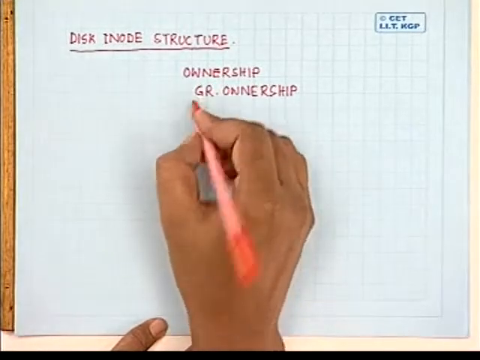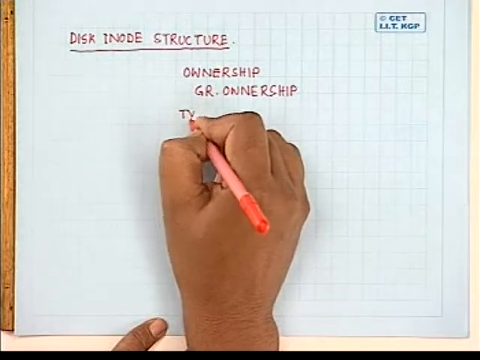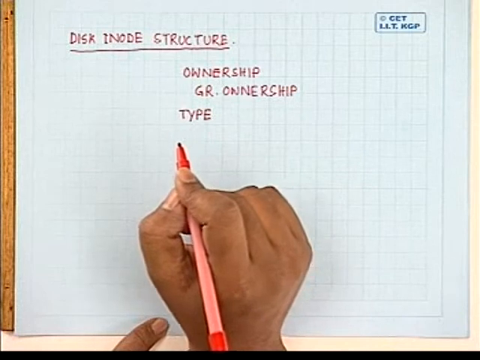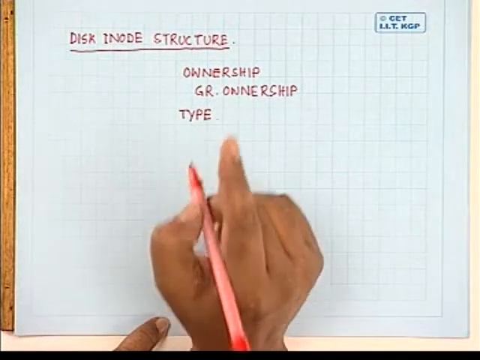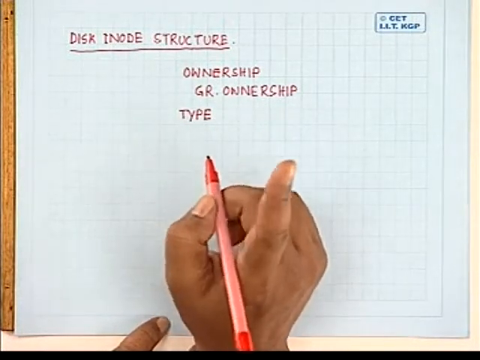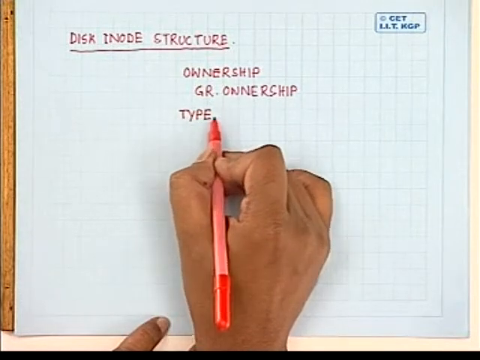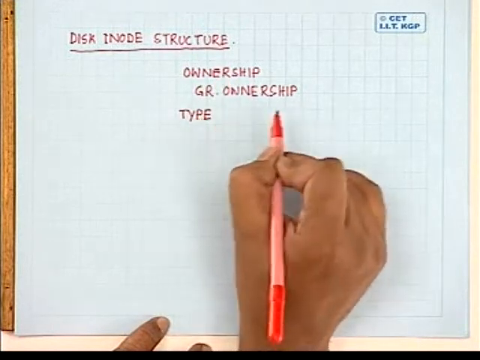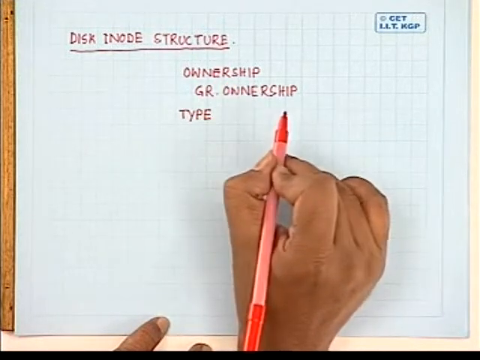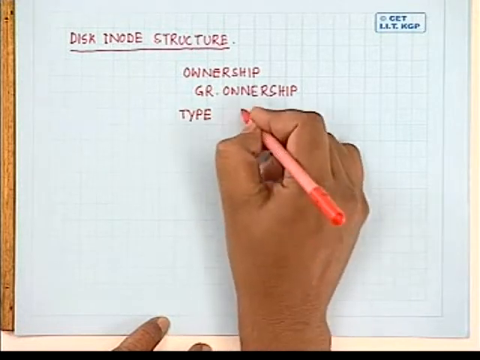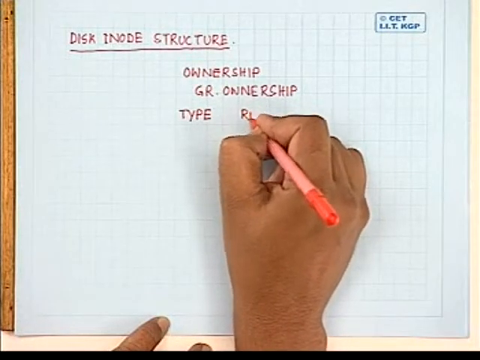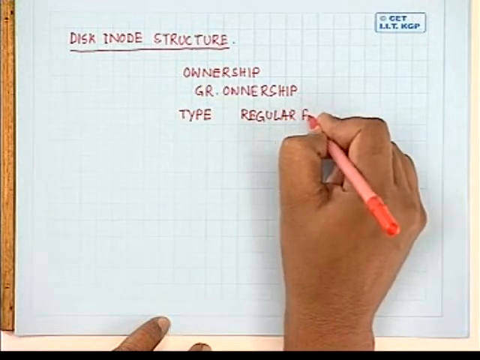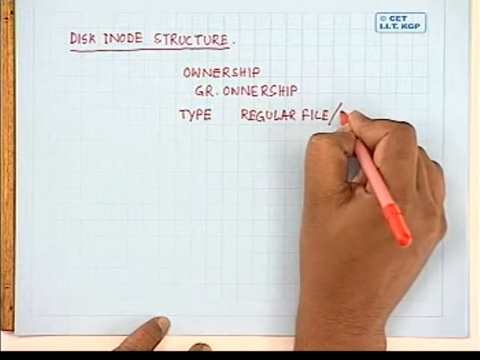Okay. Then the third field that you have in the disk inode is the type, because as we said, every file will have an inode, similarly every directory will also have an inode. So I have to specify what is the type, whether this inode is the inode of a file or the inode of a directory. Okay. So in the type field we have to specify whether it is a regular file or it is a directory.